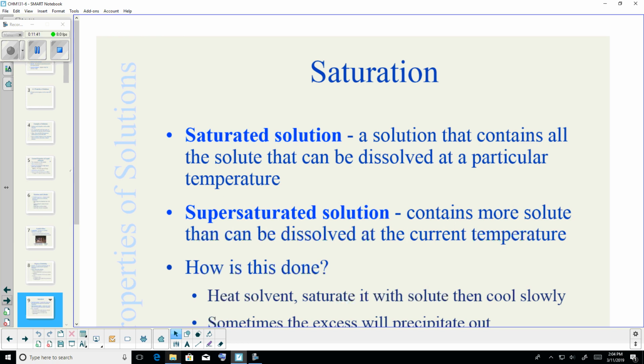A supersaturated solution contains more solute than can be dissolved at the current temperature. Again, how do you do this? And I wish I had one here. I'll show you an example. Let me pause this.